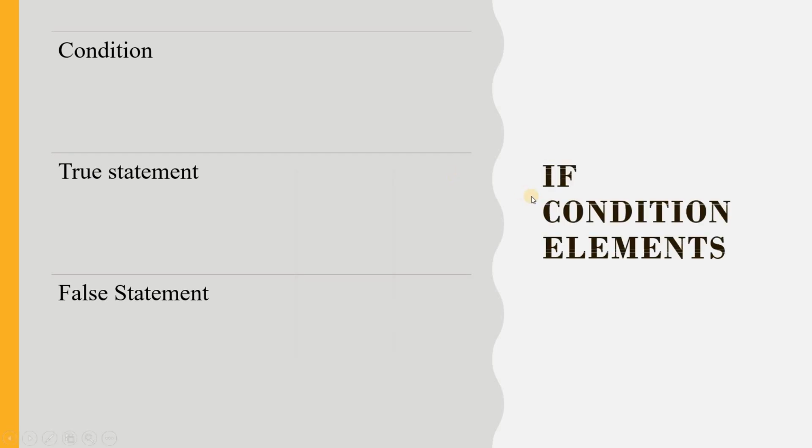See the elements in the if condition. Those are the elements that come under the if condition. When we are using the if condition, we need to ensure how to use the condition, the true statement, and the false statement. So the if condition has three subsets of elements. The major element is the condition.